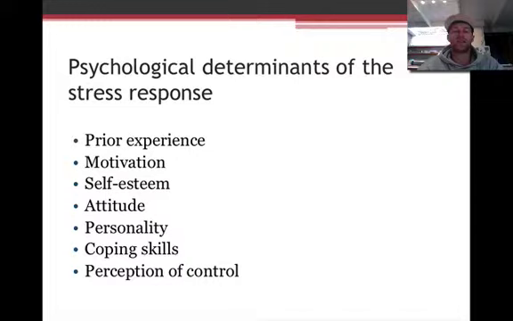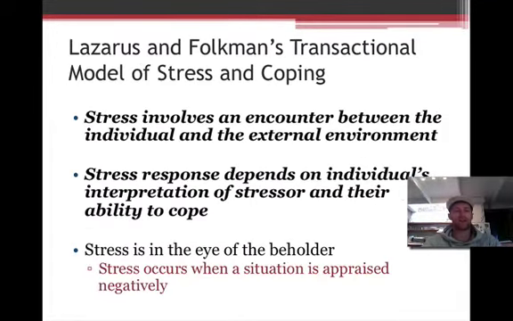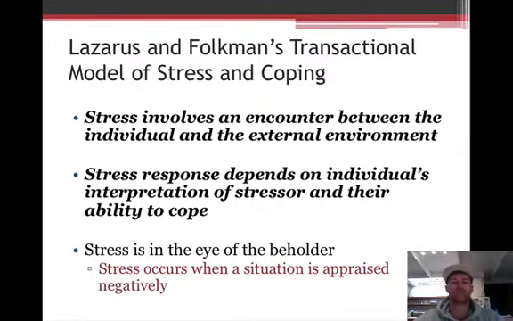But some of the things that can determine whether you freak out a lot or whether you stay pretty constant could be due to prior experience, motivation, your self-esteem levels, your attitude or outlook on life, your personality, your coping skills, and your perception of control, how much control you have over a situation. We know this kind of stuff from Lazarus and Folkman's Transactional Model of Stress and Coping. Big name, but relatively simple idea. We're going to talk through this. The diagram I'm going to show you in a minute makes the most sense.